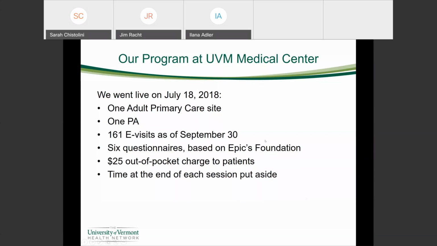We've been charging patients a $25 out-of-pocket fee for this. We're not billing insurance. We know that this is not being covered, so we're not even going through insurance. We are simply sending a bill out at the end of the encounter. And for her schedule, we put time at the end of each session for her to spend on e-visits. I think we did a half an hour before lunch and a half an hour at the end of the day when we got started with this.